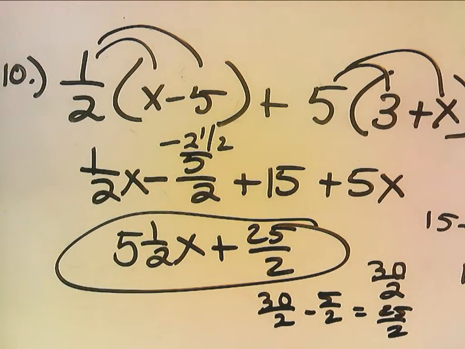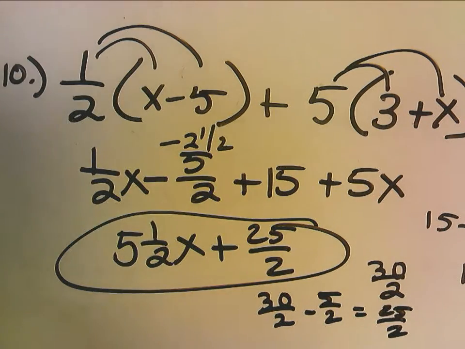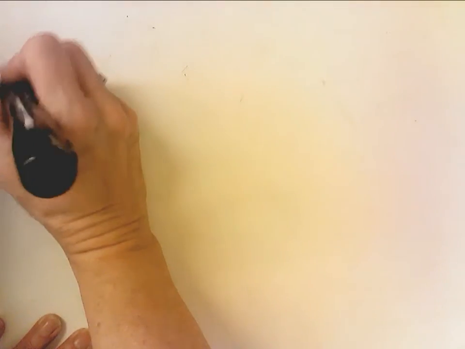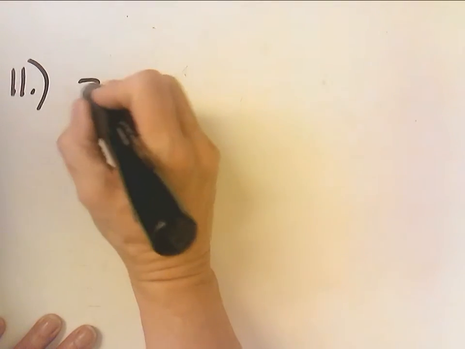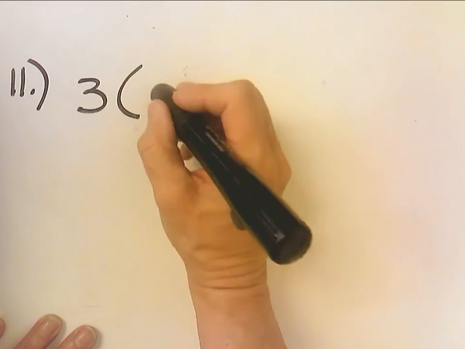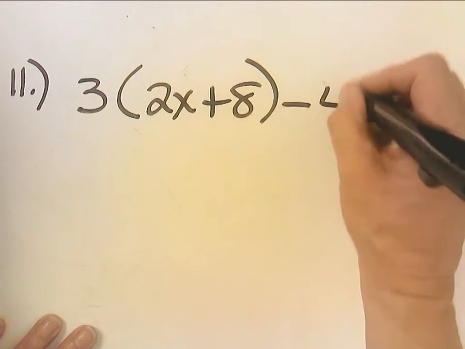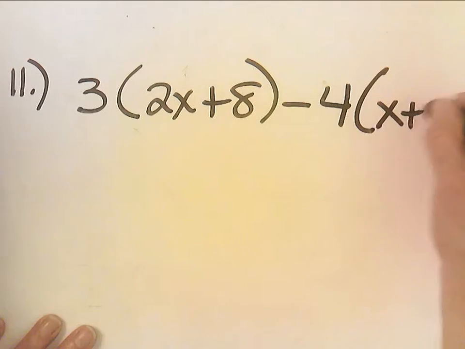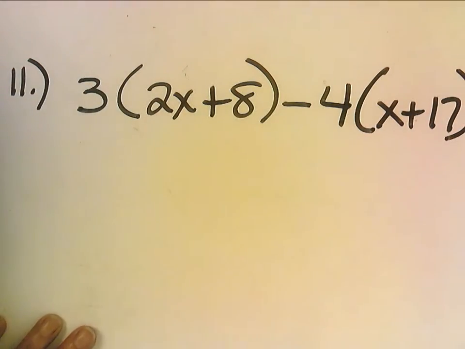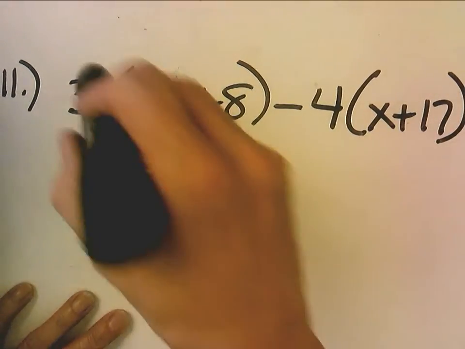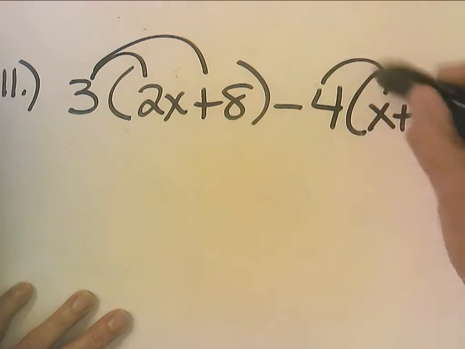Okay, now let's look at the next one. Number 11. So again, if you think you can do this on your own, do it on your own. If you want to do it with me, do it with me. 3 times the sum, twice a number and 8, decreased by 4 times the sum of x and 17. So first you translate it, then we distribute.